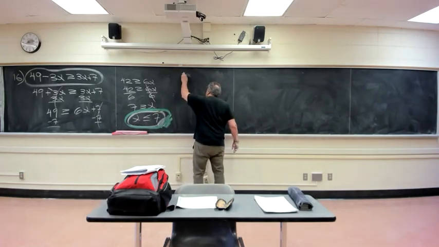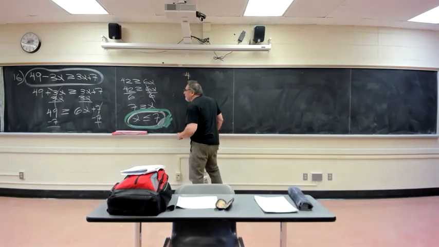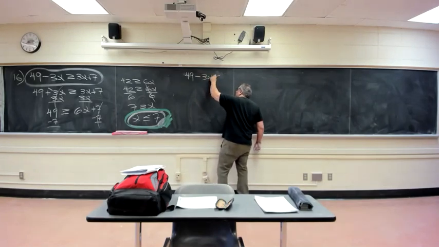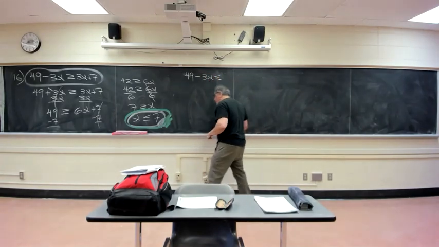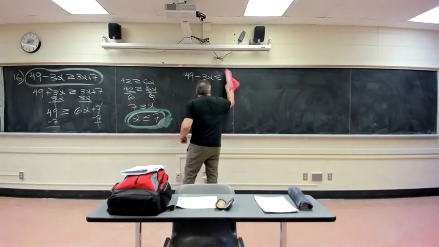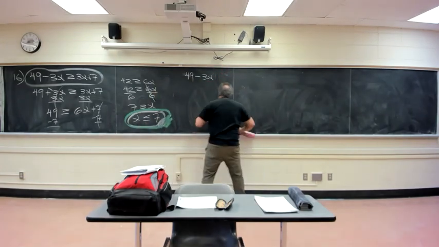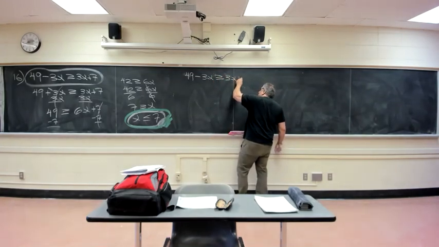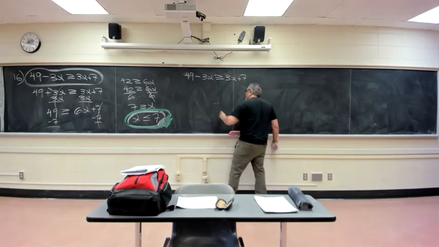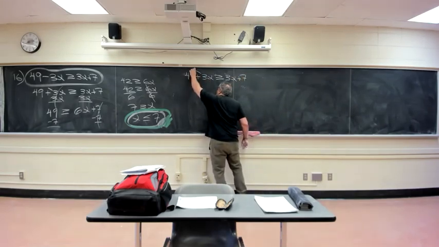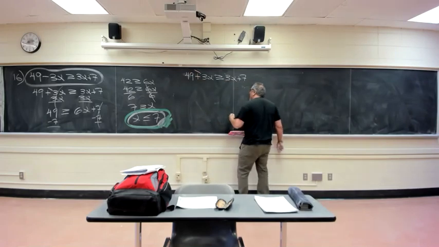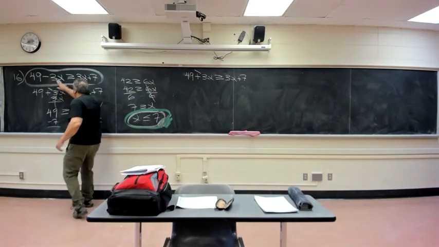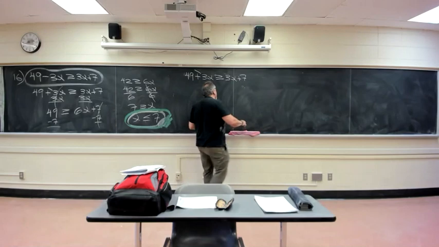So if you got 49 minus 3x is greater than or equal to 3x plus 7. Let's go. Minus 3x is plus a negative 3x, as we said.